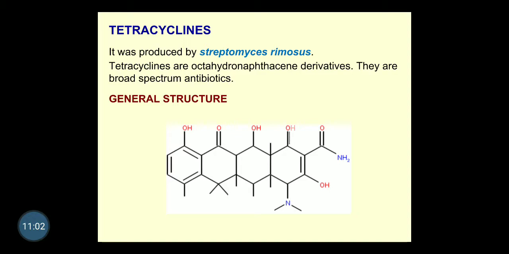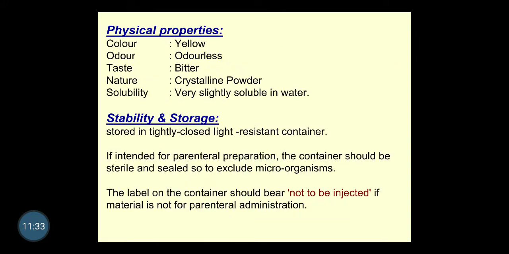We'll see the biological source of this tetracycline. It was produced by Streptomyces rimosus. So this is the biological source of the tetracycline, which is produced by Streptomyces rimosus microorganisms, or the mold, which produces the tetracycline by the fermentation process. Tetracyclines are octahydronaphthacene derivatives, and it is a broad spectrum antibiotic. This is the general structure of tetracycline, just as we had discussed.